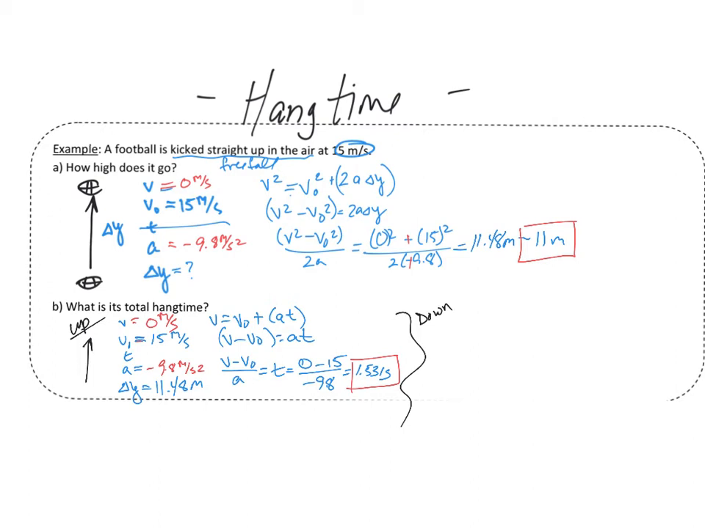Okay. Let's see, things that we might know on the down. Our variables: final velocity, initial velocity, time, acceleration, and delta y. All right, we know our delta y is going to be 11.48. Okay, now this time it's going down, right? So it's losing that 11.48 meters.